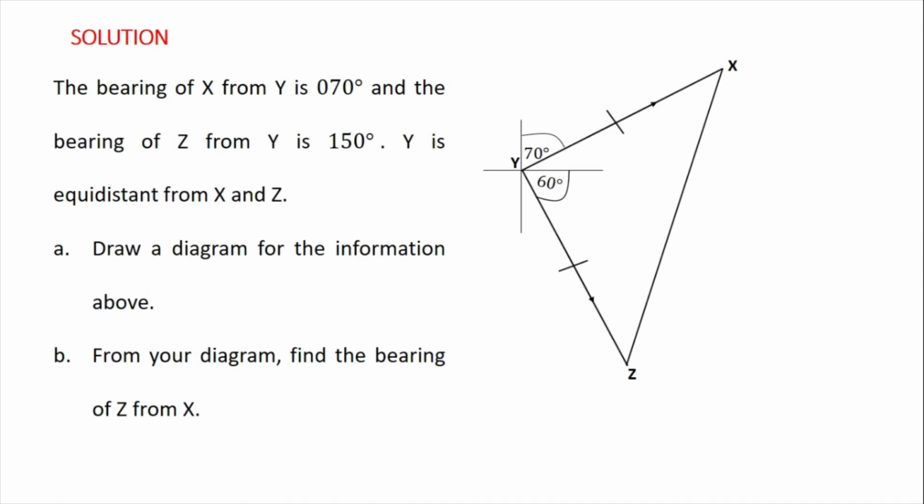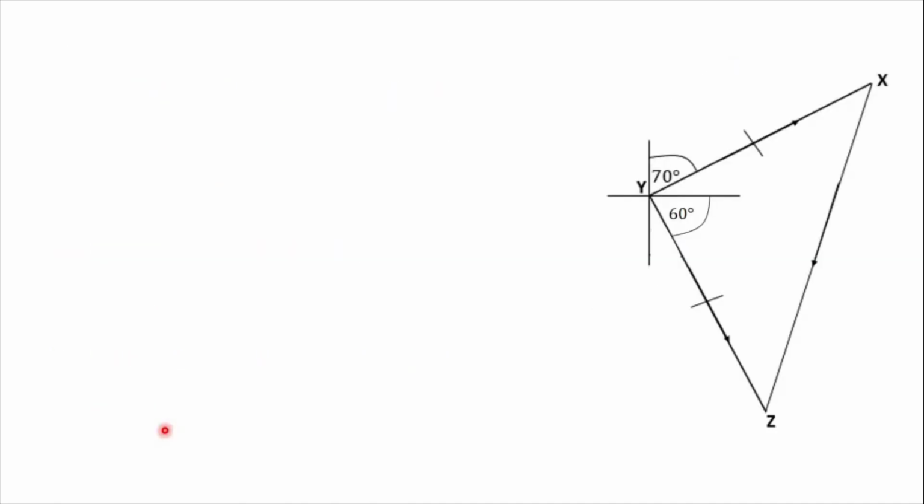Now, how do we find the bearing of Z from X? As we saw in the previous video, in order to find the bearing of Z from X, we have to connect X to Z as we've done here. Then we will draw our little x and y plane on X because that is our starting point.